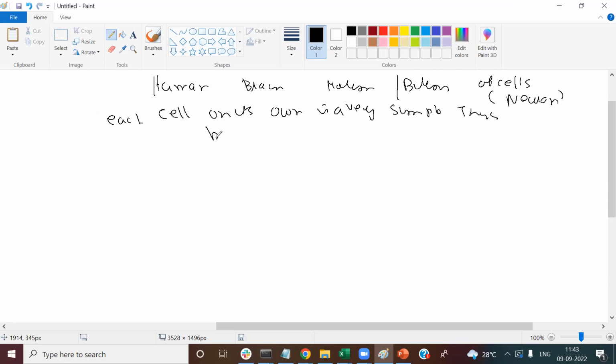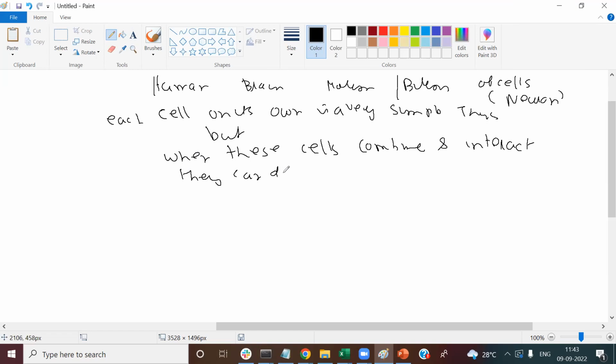But when these cells combine and interact, they can do very complicated tasks also. So each cell, a human brain may have millions or billions of cells.